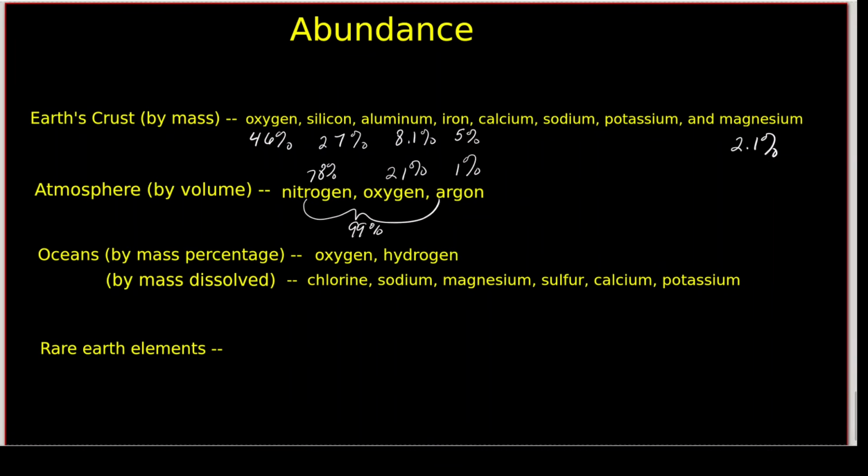Now, in the oceans, by mass percentage, it's primarily oxygen and hydrogen, with oxygen being about 85%, 86%, and hydrogen being about 10 or 11%. By mass dissolved, then we have like chlorine, it's almost 2%. And going down to potassium, which is about 0.04%. So those are the most common dissolved elements.